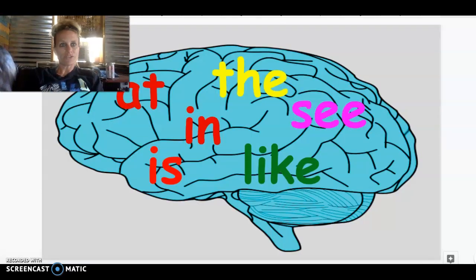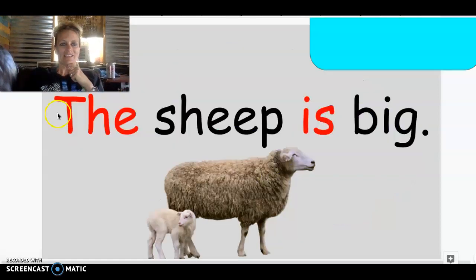All right, before we go, let's look at our brain food words. At. Repeat. At. Near. The. This is the word see. See. This is the word like. Like. This is the word in. In. And this is the word is. Is.